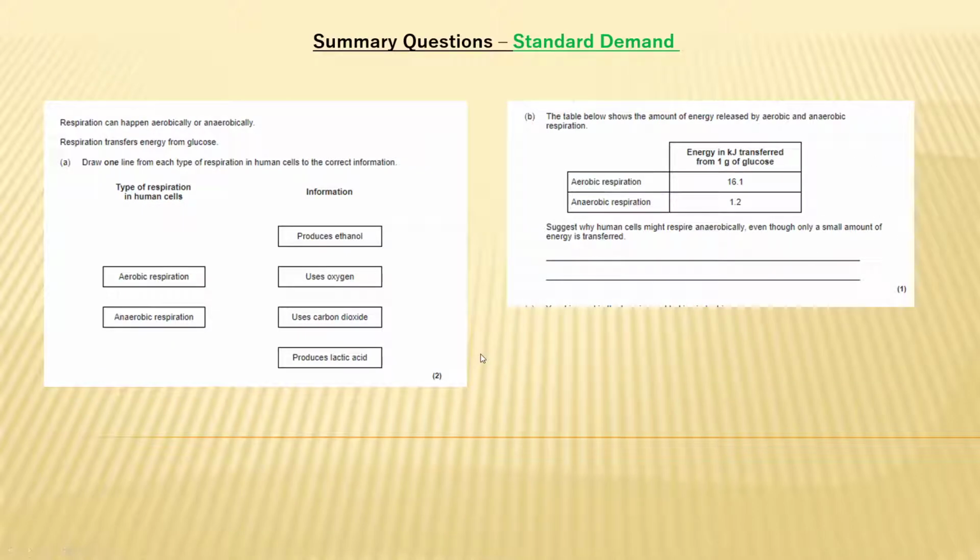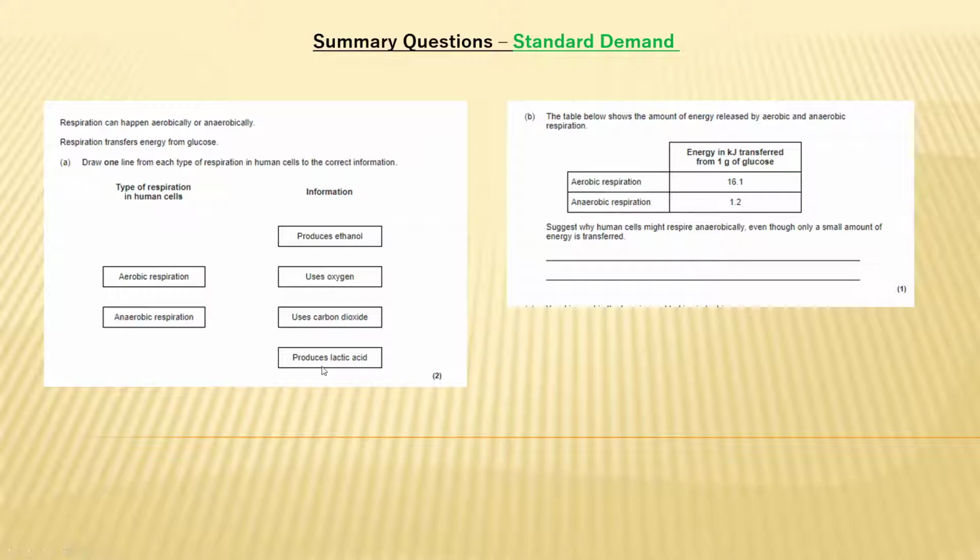Now we're moving on to the summary questions. I've separated them into standard demand, medium demand, and high demand, increasing in difficulty as we go along. Feel free to pause the video each time and attempt these questions after I've read through the questions, and we'll go through the answers after. So let's have a look at the first question.